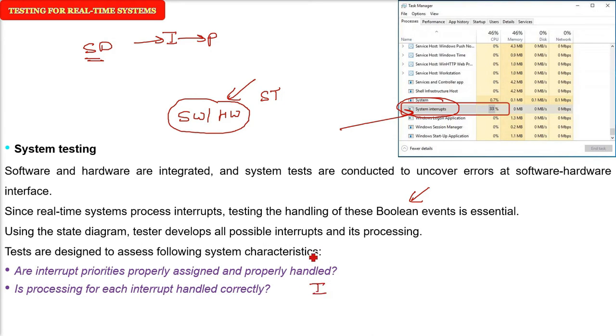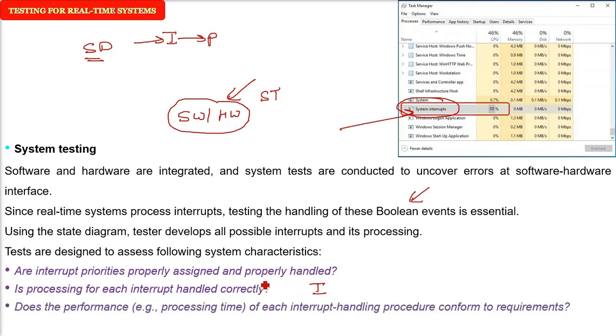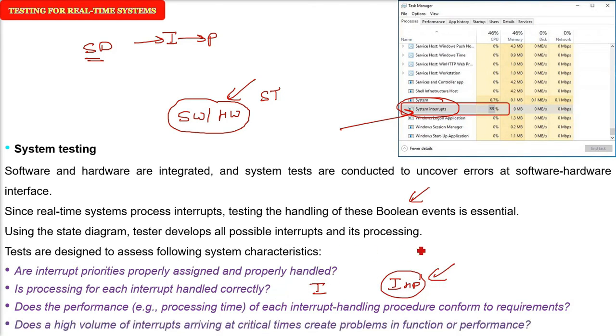And then, because these two are important, we have to see the performance also. Does the processing time of each interrupt handling procedure conform to the requirements? Is it happening in time or is it exceeding it? Does a high volume of interrupts, because multiple interrupts can come, arriving at very critical times, create a system dysfunction or a performance issue?